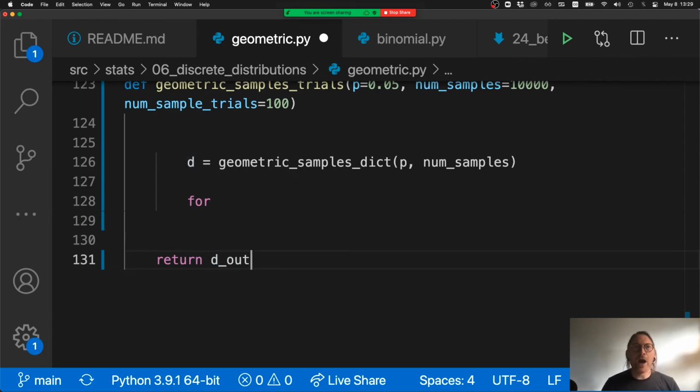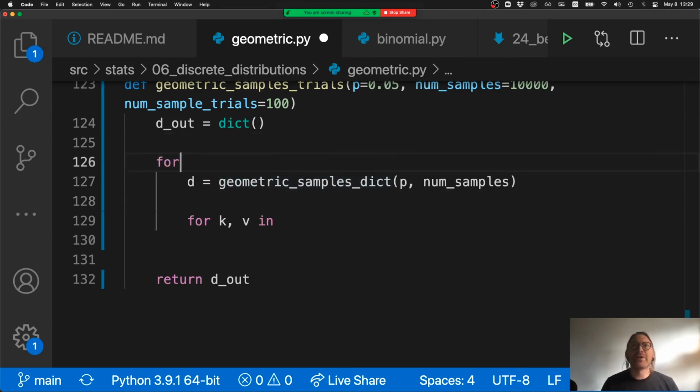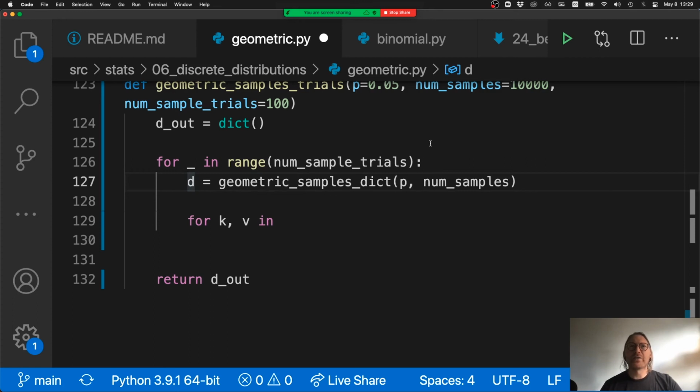I'm going to make an output dictionary called dout. So dout is going to be an empty dictionary. And I'm going to say for key and value in, actually let's wrap this in a loop. So for whatever in range, the number of sample trials. So this outer loop should perform 100 trials, and then the inner loop is going to sample 10,000 times from this.